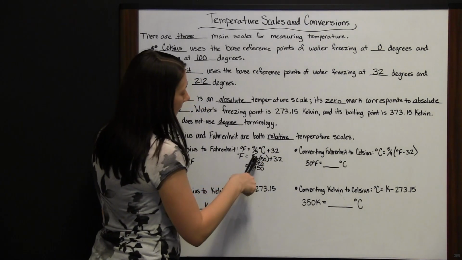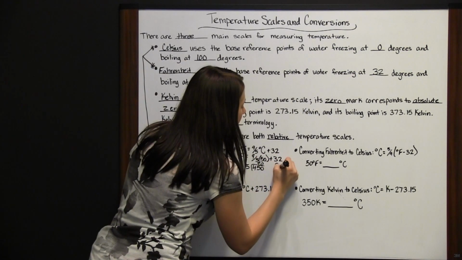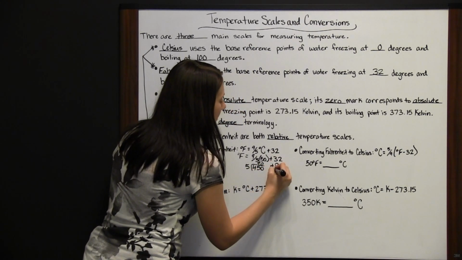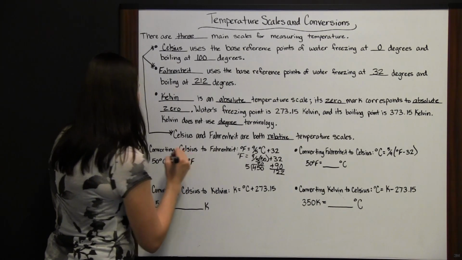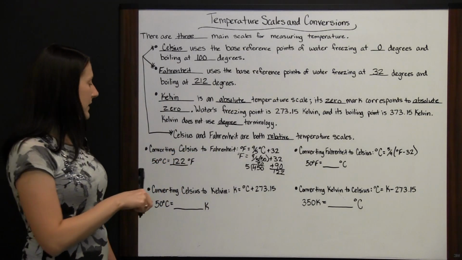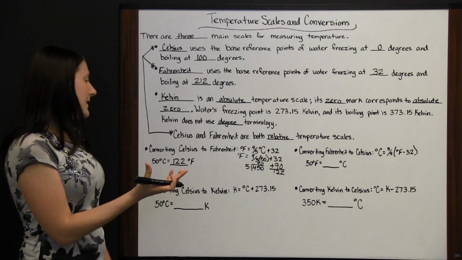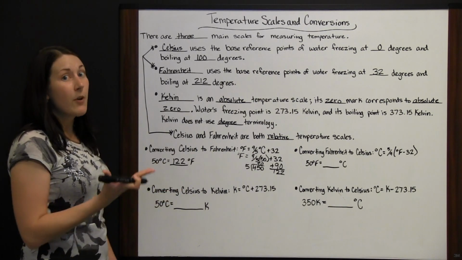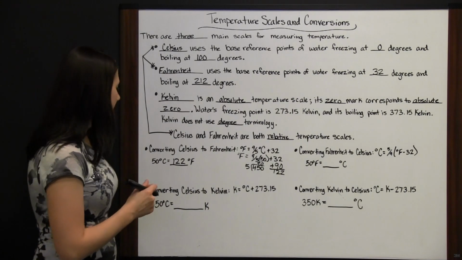So 9/5 times 50 is 90, and we need to add that to our 32. 2 plus 0 is 2, 9 plus 3 is 12. So 50 degrees Celsius equals 122 degrees Fahrenheit. So if you were to hold something that was 50 degrees Celsius, it would also be 122 degrees Fahrenheit. And you probably wouldn't want to be holding it because that would be pretty warm.